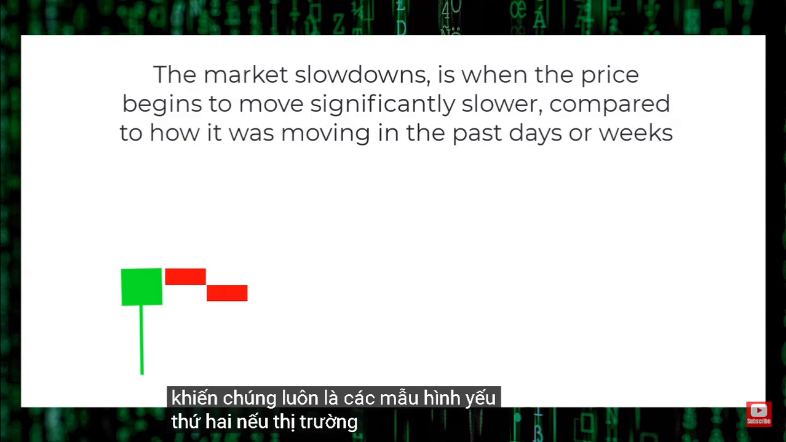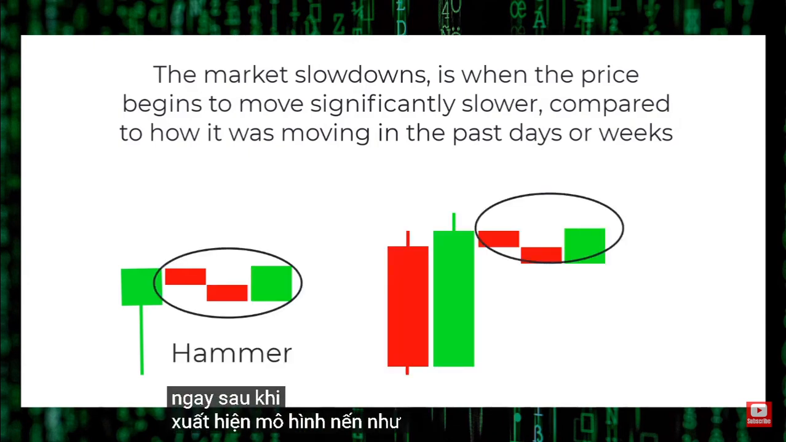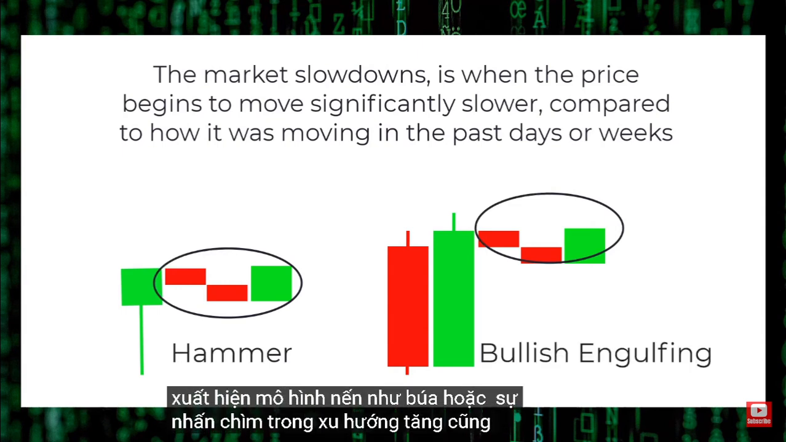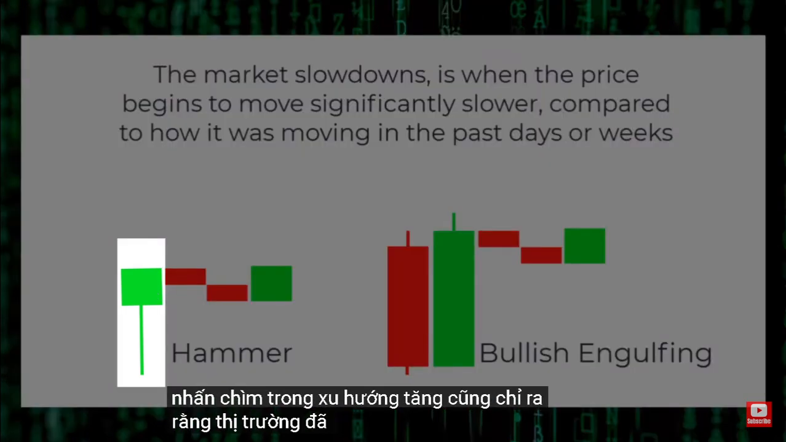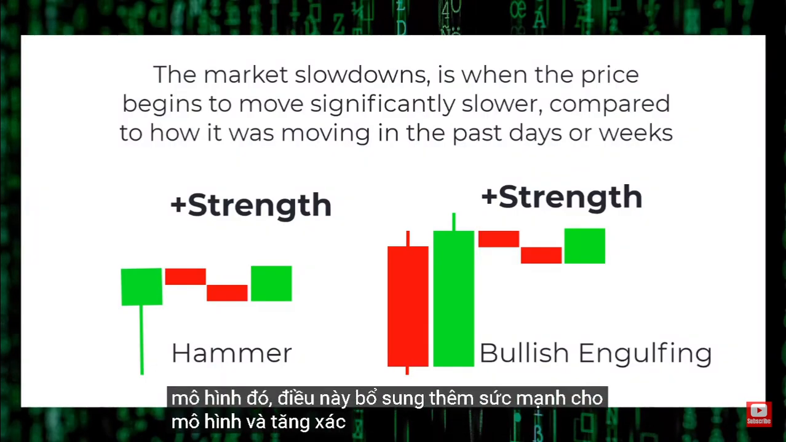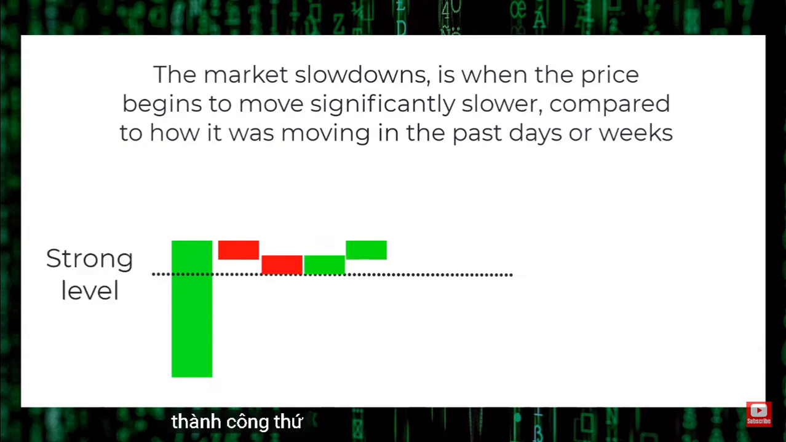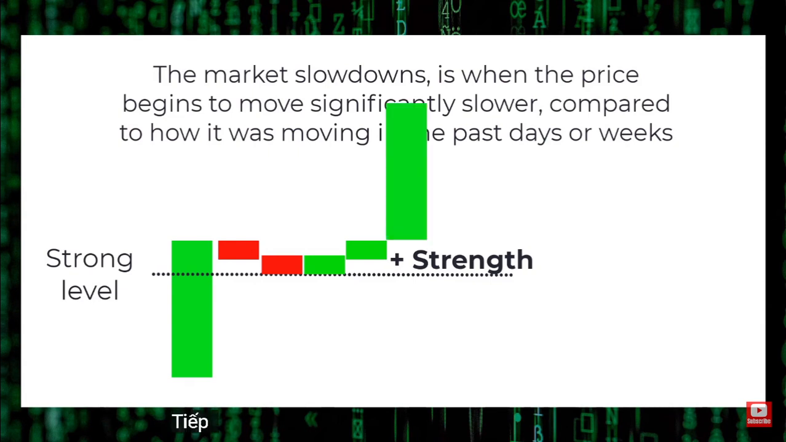Second, if the market slows down immediately after a candlestick pattern shows up, such as the hammer or the bullish engulfing, that also indicates that the market has recognized that pattern, which adds strength to the pattern and increases the probability of success. Third, a slowdown after a breakout from a strong level increases the probability of success for the breakout, so the price is more likely to carry on with the direction of the breakout.